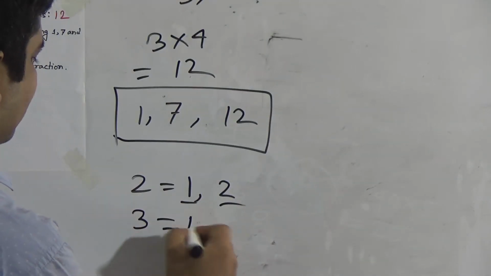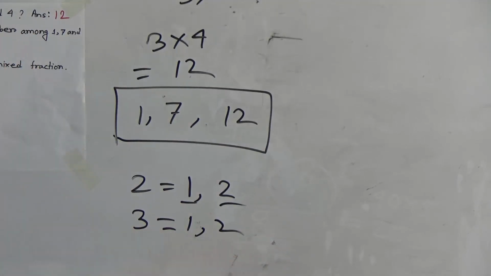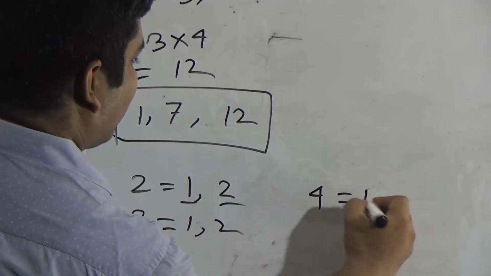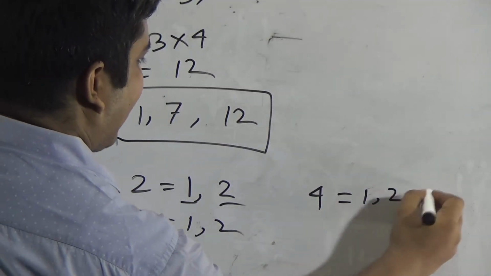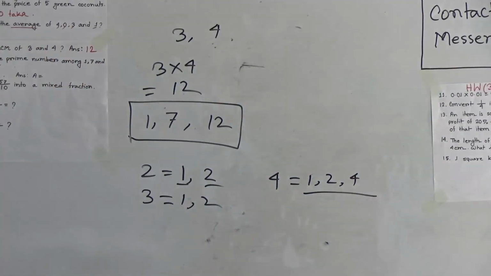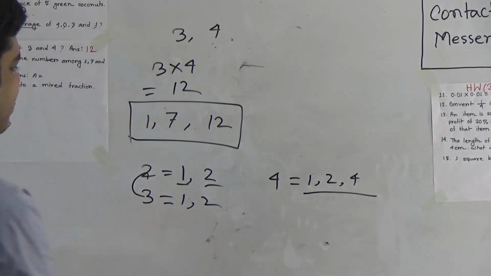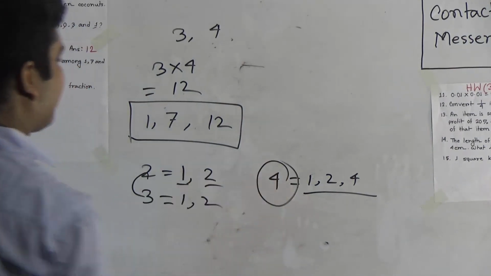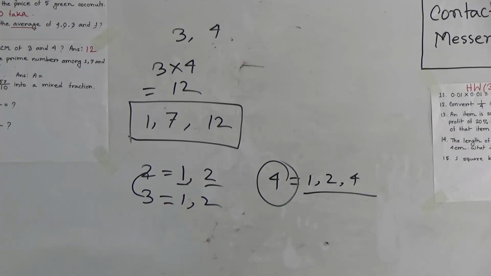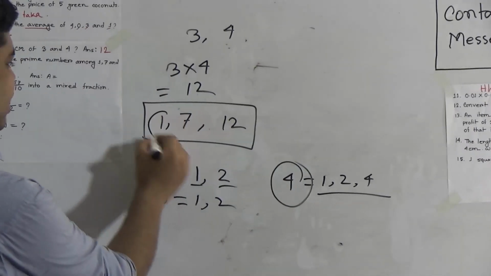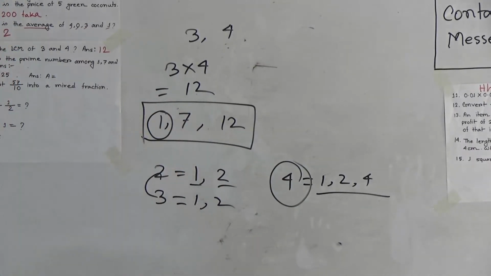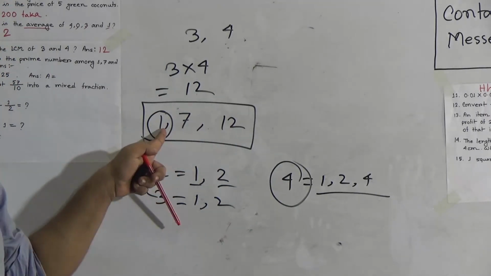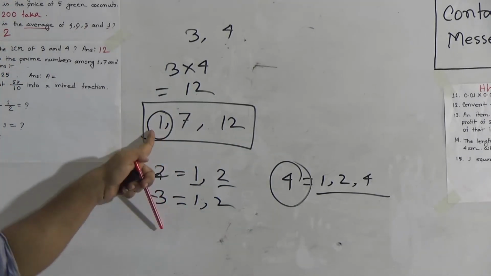Then 3 has 1 and 3, 2 factors, and it is also greater than 1. Again 4 has 1, 2 and 4, so it has 3 factors. So 2 and 3 are prime numbers, but 4 is not a prime number, it is a composite number. Just like this, you notice 1. From the definition we can learn that a prime is a number greater than 1, that means 1 is not a prime number.